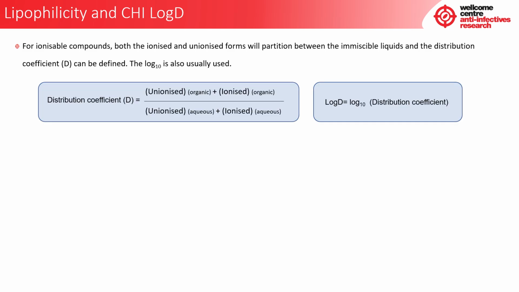For ionizable compounds, both the ionized and unionized forms will partition between the immiscible liquids, and the distribution coefficient, also known as D, can be defined. The log to the base 10 is also usually used and gives us log D. The equations for the distribution coefficient and log D are detailed here.